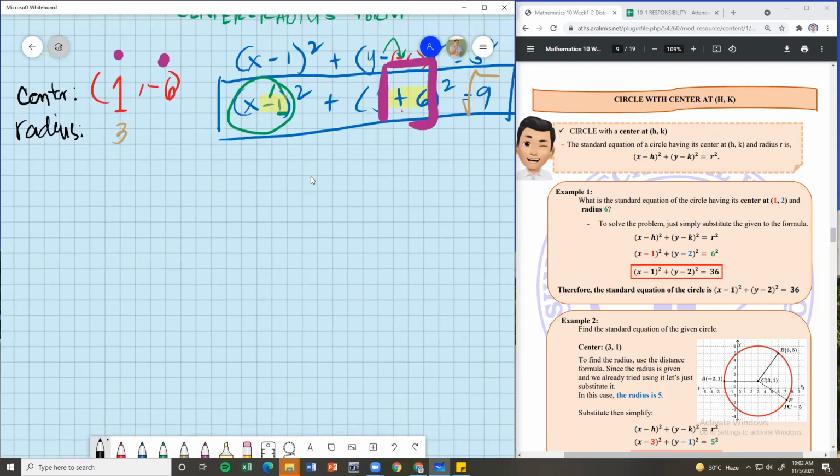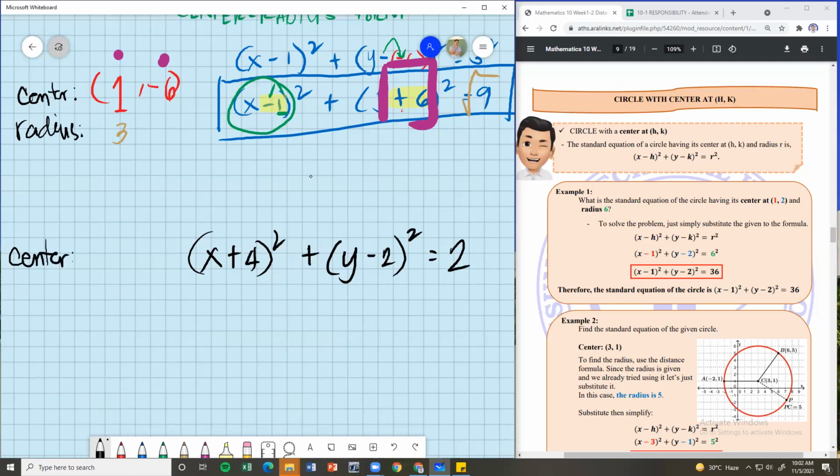Ready? If we have x plus 4 squared plus y minus 2 squared is equal to 2. Go. Find the center and the radius. Type your answer in the chat box. What's the center and the radius?